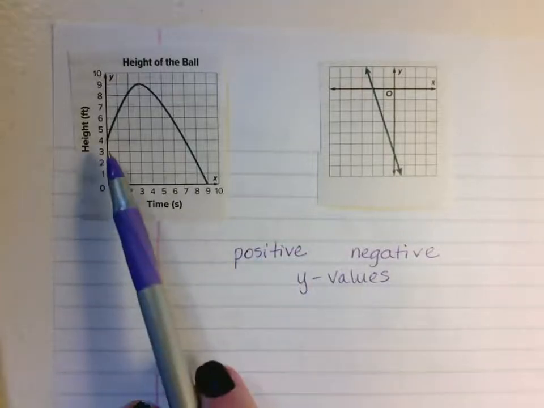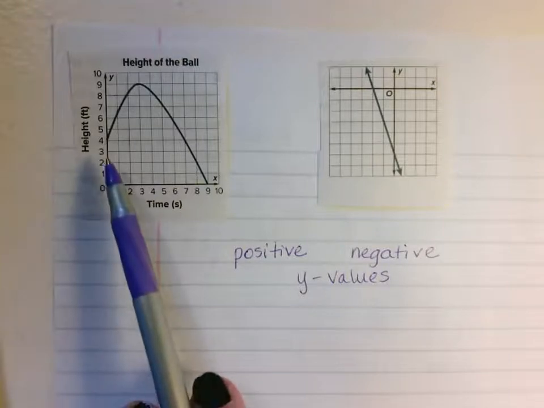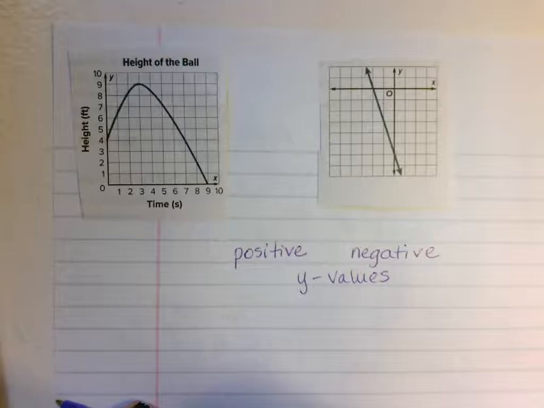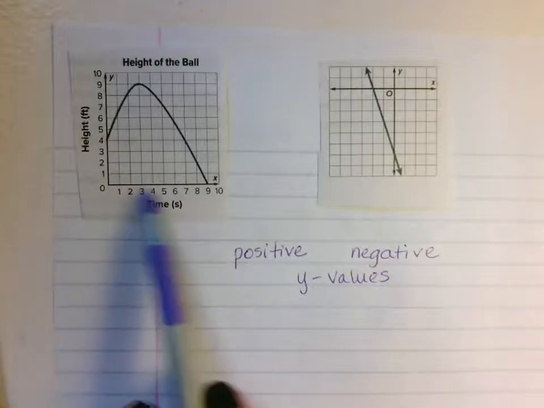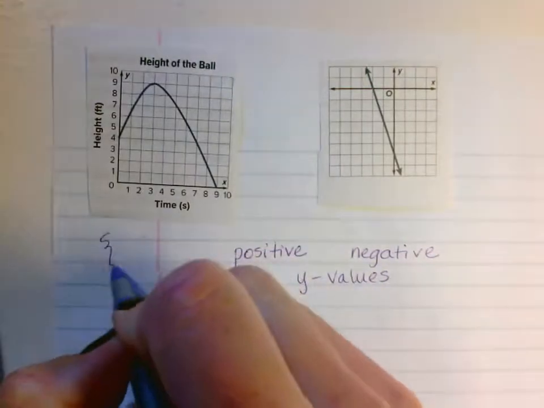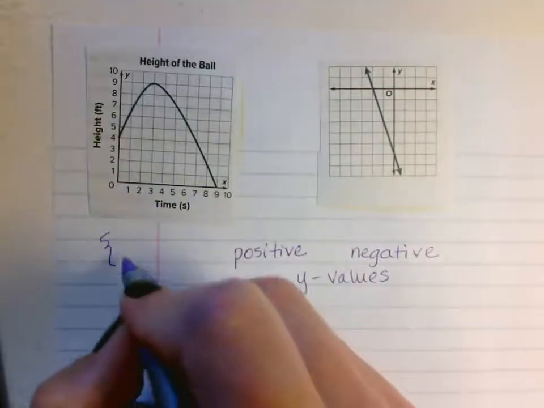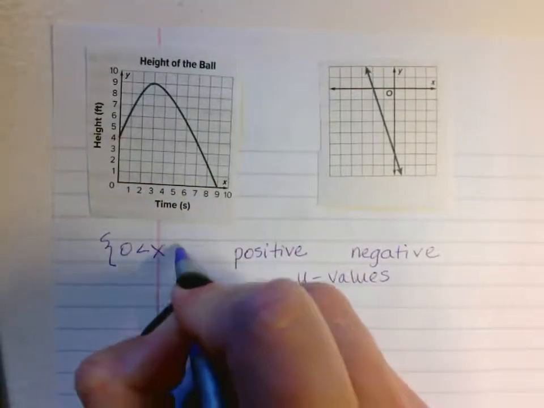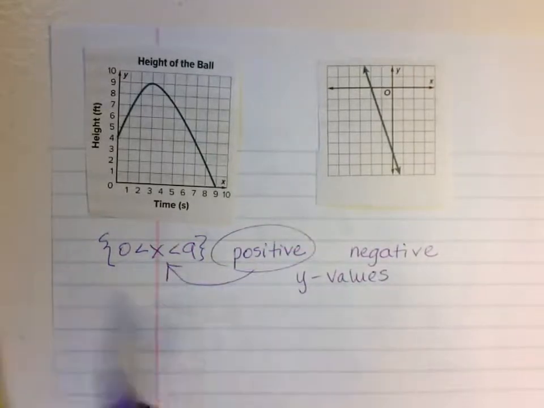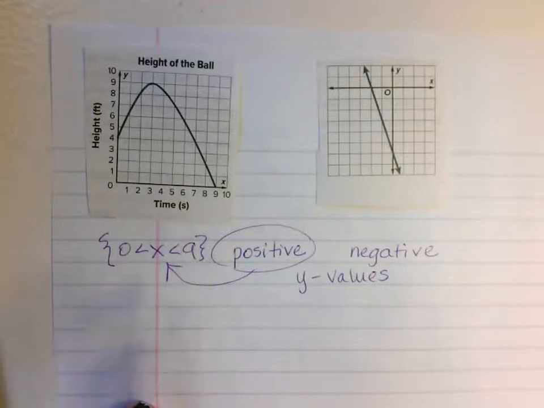So let's look at this first graph. When are the y values positive? Well, always. So the y values are positive when the x values go from 0 to 9. So this graph is positive over the interval from 0 to 9.